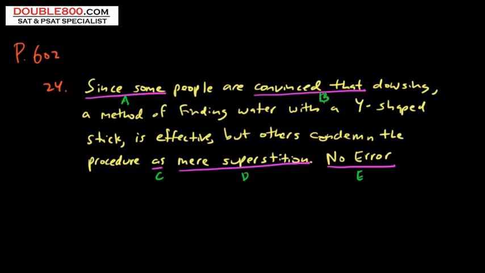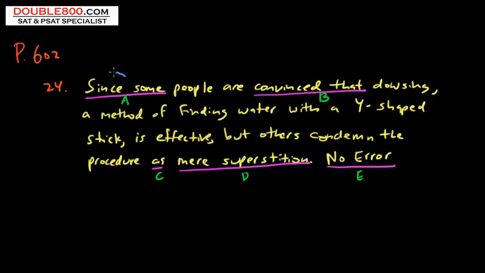Since some people are convinced that dowsing, a method of finding water with a Y-shaped stick, is effective, but others condemn the procedure as mere superstition, we have to identify the error, find the mistake, and I always recommend thinking about what the correct version should be. So hopefully the choice you've selected will reinforce the rule and confirm that you selected the right response.